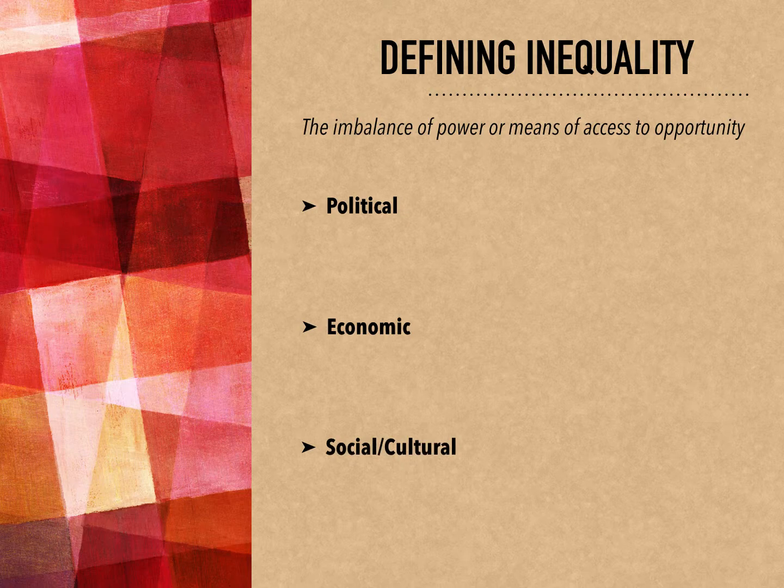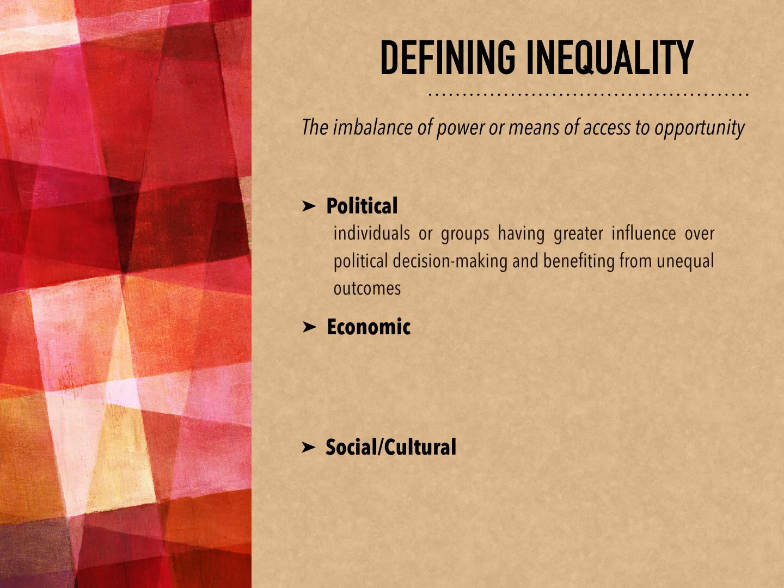Political inequality occurs when individuals or groups have greater influence over decision-making and benefit from unequal outcomes. Examples of political inequality include voter suppression, census miscounting, and redlining. We'll discuss some of these in depth later on in the video.